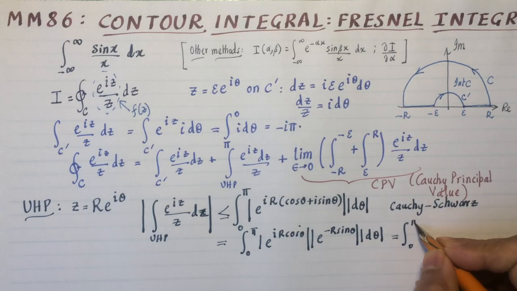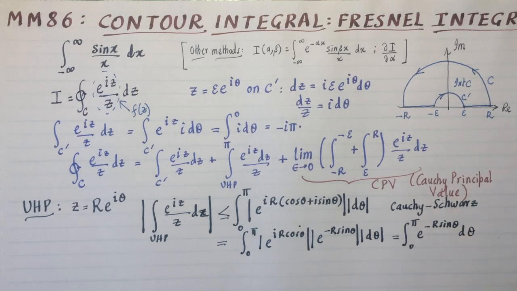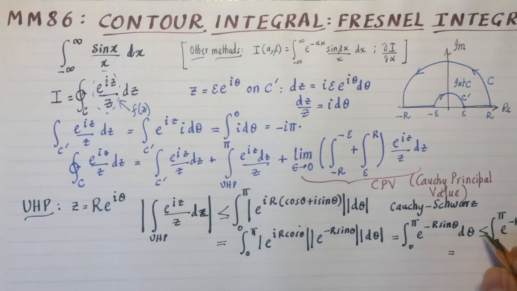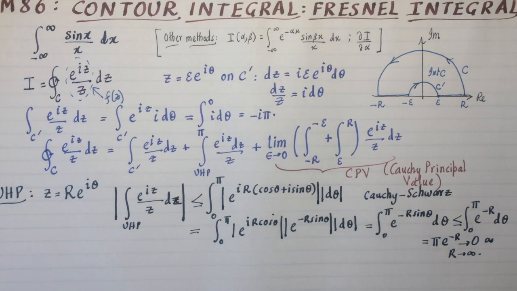So this just gives me the integral from 0 to pi of e to the minus r sine theta. I don't really need these modulus signs anymore. And that is always, the largest value of sine theta is going to be 1, so that's always going to be less than or equal to the integral from 0 to pi of e to the minus r d theta. And that can be evaluated. That integral is precisely equal to pi e to the minus r. And that goes to 0 as r goes to infinity. So we have shown that the upper half plane contribution just vanishes.